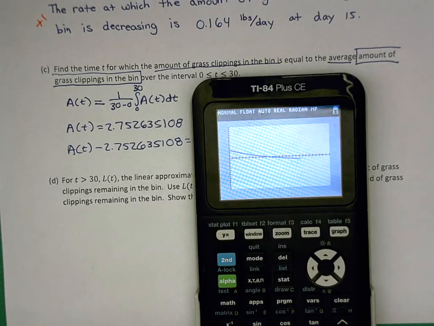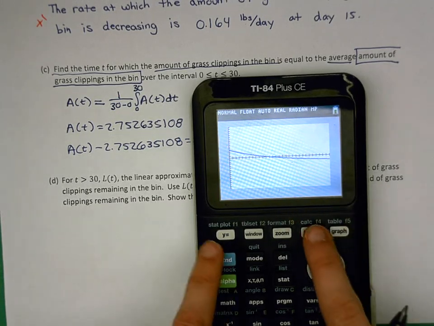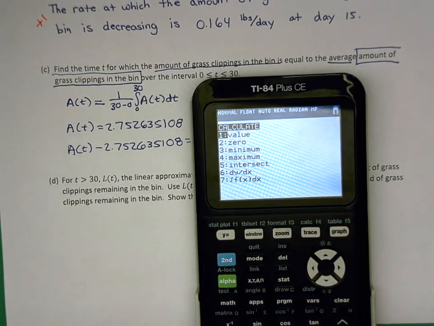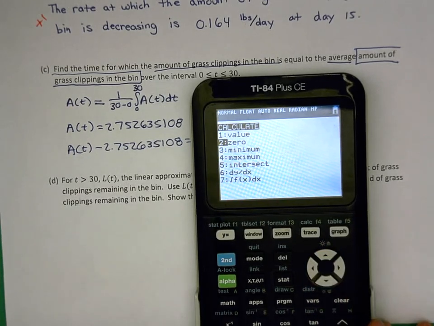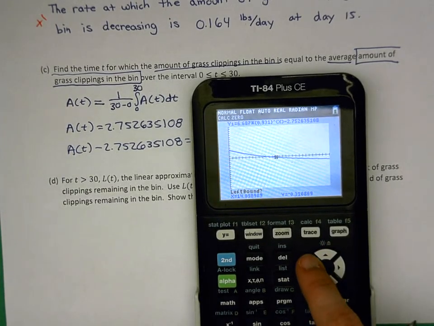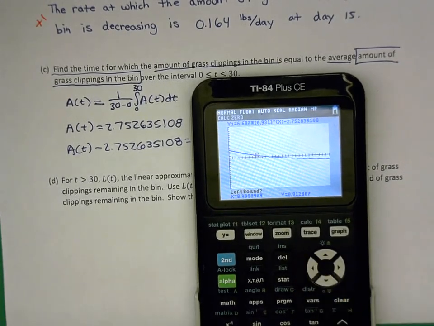Okay, and so calculating 0, you'd be looking here where it touches the x-axis. You do second calc, F5, analyze graph, kind of whatever calculator you have. You do 0, which is here number 2, and each calculator will ask you a different set of questions. For 83s and 84s, they do left bound, right bound, that kind of thing. 89s, I believe, do lower and upper, which is essentially the same thing, left and right.